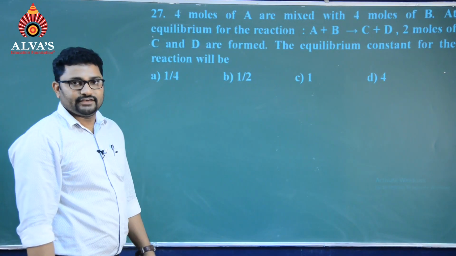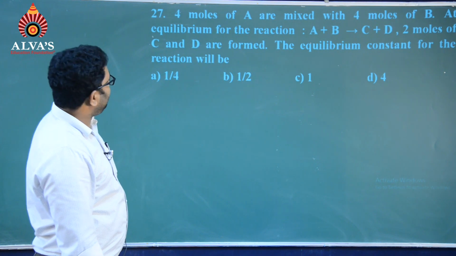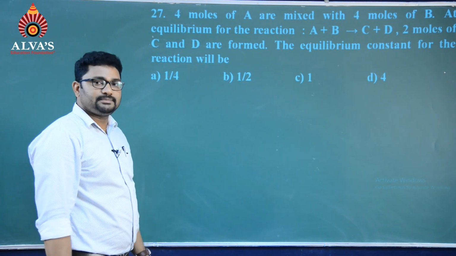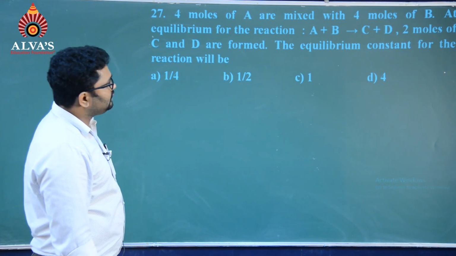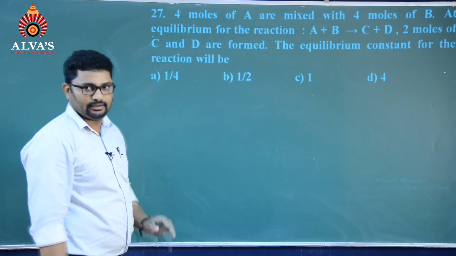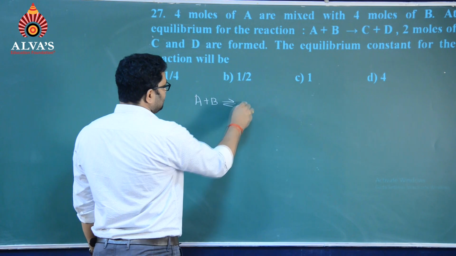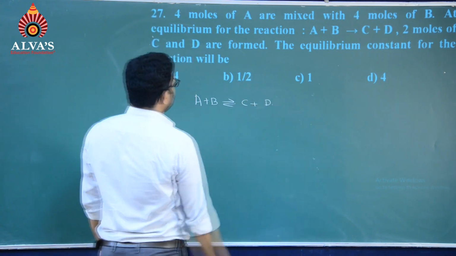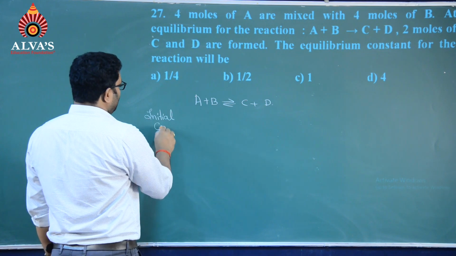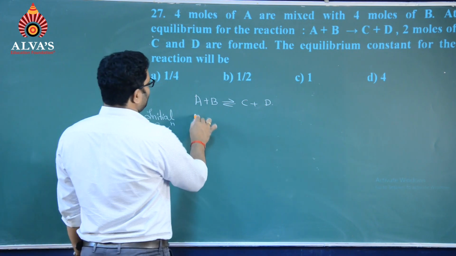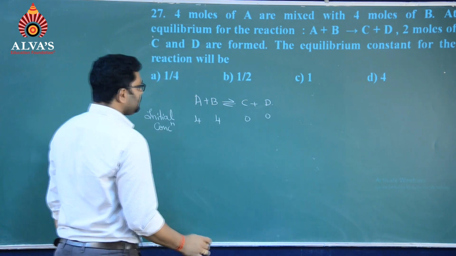Question number 27. 4 moles of A are mixed with 4 moles of B. At equilibrium for the reaction A plus B gives C plus D, 2 moles of C and D are formed. The equilibrium constant for the reaction will be. Now let's write the equation. A plus B gives C plus D. The initial concentration of A was 4 mole, B was 4 mole, C was 0, D was 0.